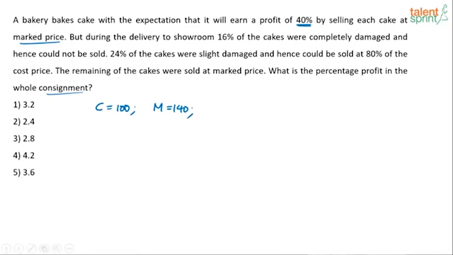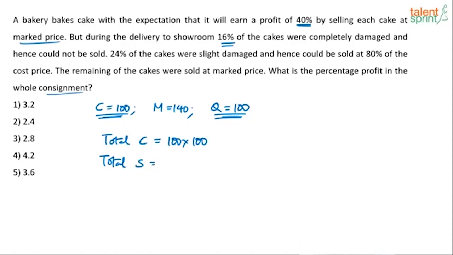Now since there is a calculation of the number of cakes involved, let's assume the quantity is 100. Initial quantity is 100. What happened? 16% of the cakes were completely damaged, hence could not be sold. So try to understand. If the cost price is 100 and the quantity is 100, the total cost price is 100 into 100. Yes or no? The bakery made 100 cakes by investing 100 rupees on each cake. So it spent 10,000 rupees. What is the total selling price?